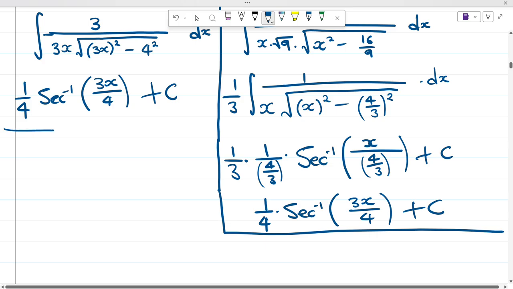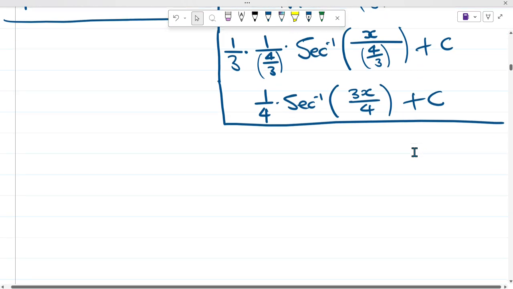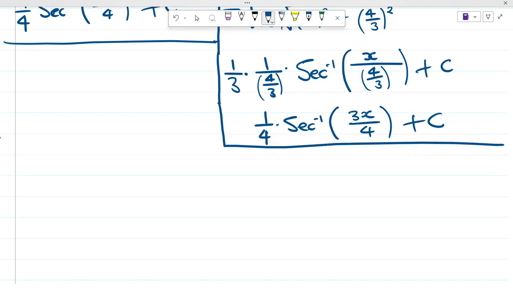So now let's discuss the third case. The third case is going to be as follows. Remember, the question that we're dealing with says that we should integrate dx divided by x multiplied by the square root of 9x squared minus 16. So this is what we were dealing with.